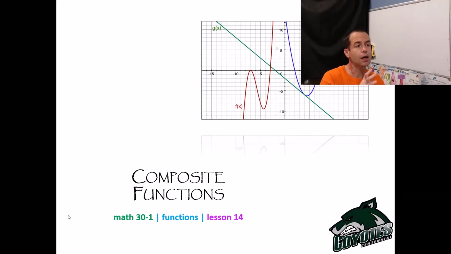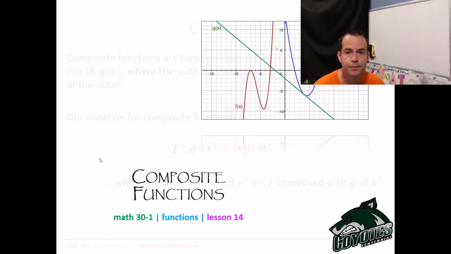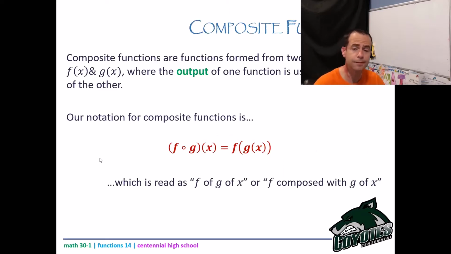Okay, it's still not complicated, but of all the things we do in function ops, this is probably the more complicated part. Okay, but we'll take it nice and slow, and you're going to be awesome at it, so don't stress. So composite functions are functions formed from two functions, f of x and g of x, where the output of one function is used as the input of the other, and I'm going to show you this in a minute. Okay, so the output of one becomes the input of another.